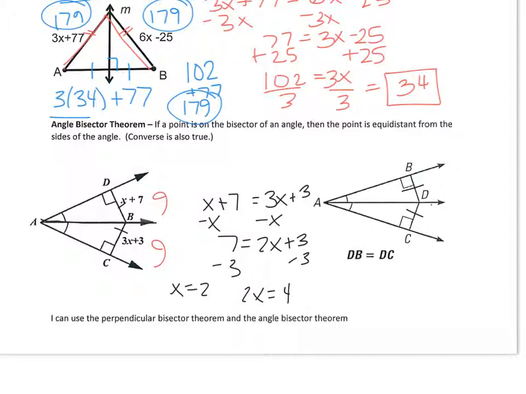The converse is also true. So if you know the point is equidistant from the sides of the angle, then it has to be an angle bisector. So if you were given something like this, if you knew that this was true, that those two sides were congruent because this was a 90, then you could write that these two angles were congruent. So 5.2 is pretty short.